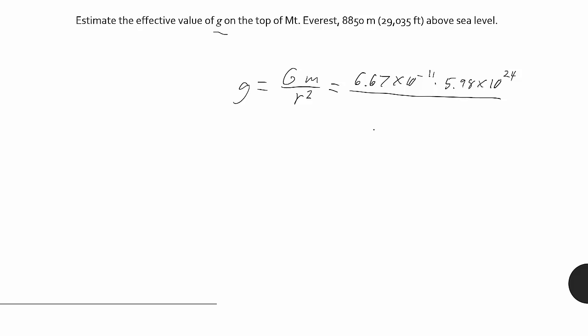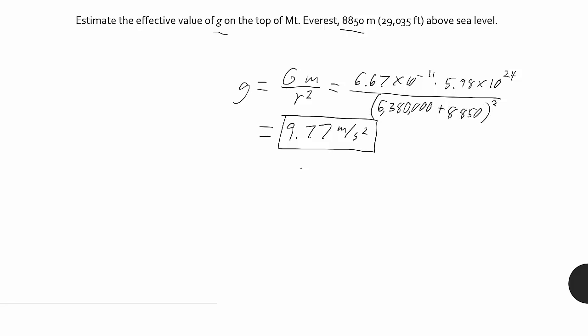The radius of the Earth is 6,380 kilometers, so we're going to add 3 more zeros onto that to make it meters. And now we need to add the additional height of Mount Everest, the 8850. That was already in meters, so we don't need to add any more zeros to that, and we need to make sure and square this. This works out to be 9.77 meters per second squared, so slightly less, not a whole lot. That works out to be about 0.3% less than 9.8, so a little bit of reduction, but not huge.